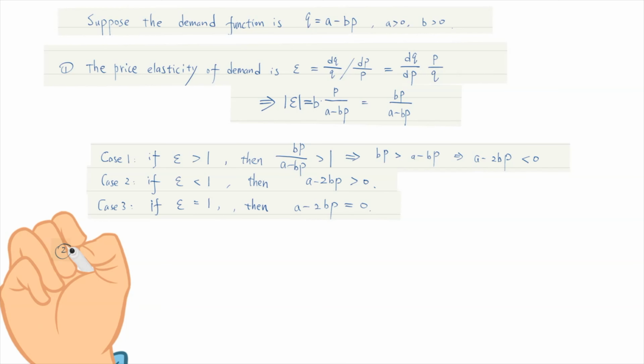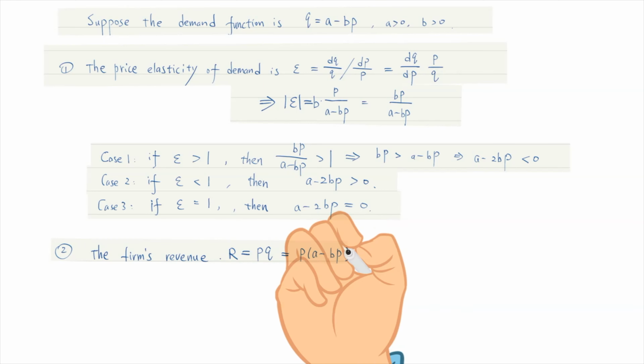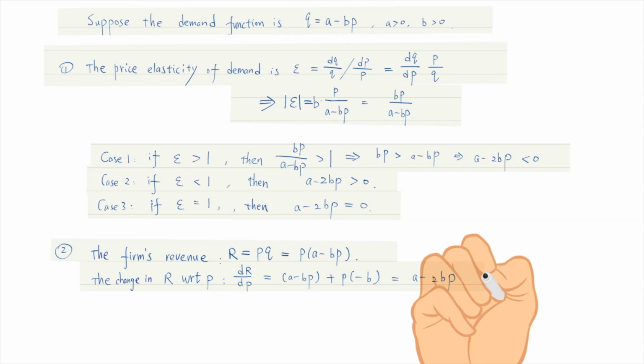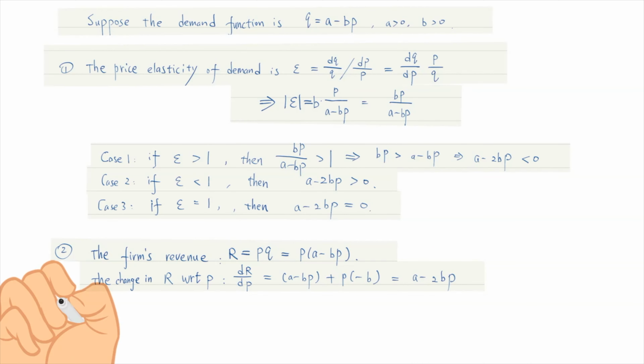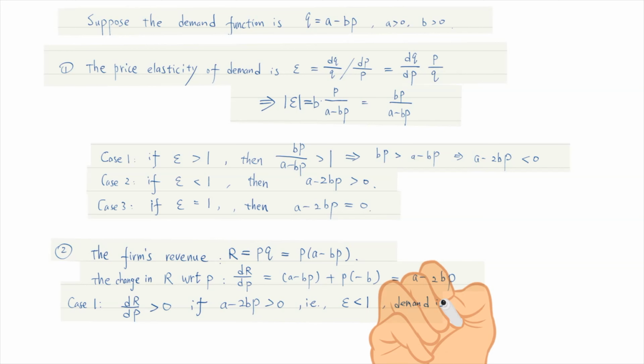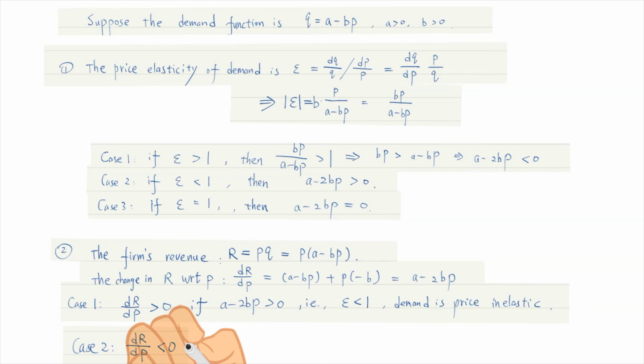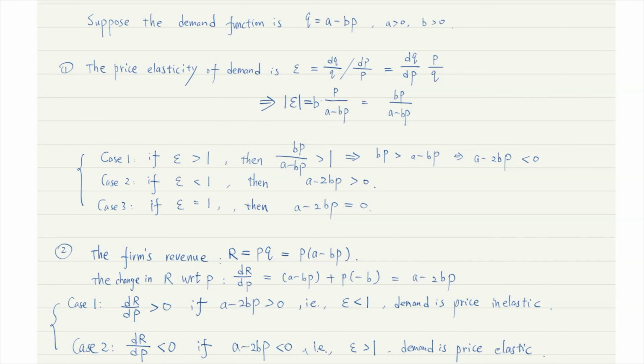For these three cases, the firm's revenue will increase or decrease or remain unchanged as the price increases. In case 1, when demand is inelastic, dR over dP is positive, meaning that revenue increases as price increases. In case 2, when demand is elastic, revenue drops as price increases. In case 3, when demand is unit elastic, revenue remains unchanged as price changes.